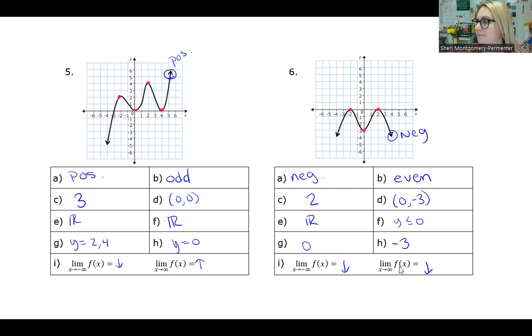How are we doing so far? So G and H are like the lowest and highest points. Mhm. And it's how high do you go and how low do you go? So it's the y values.